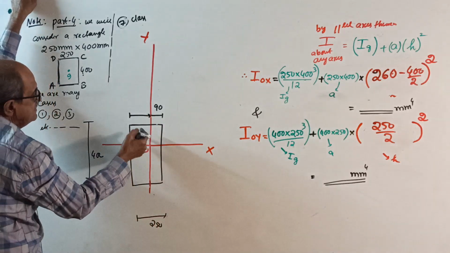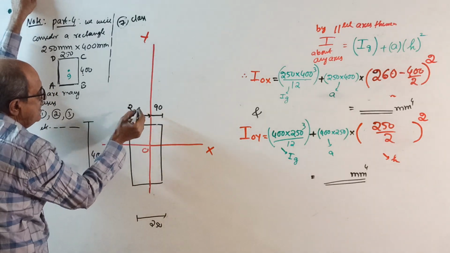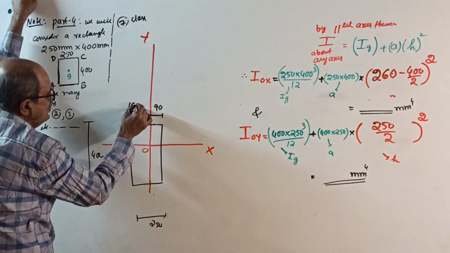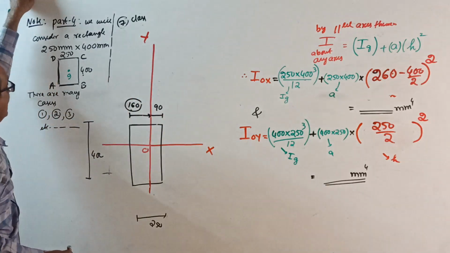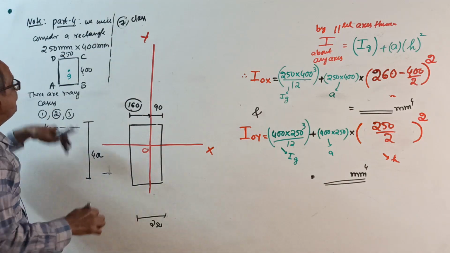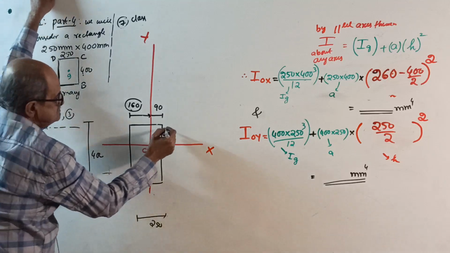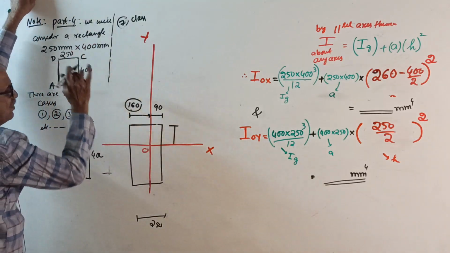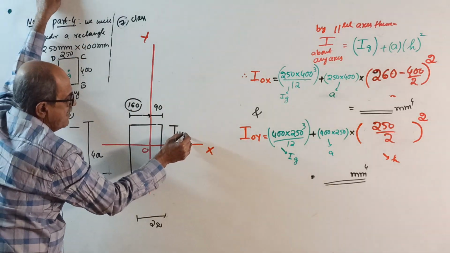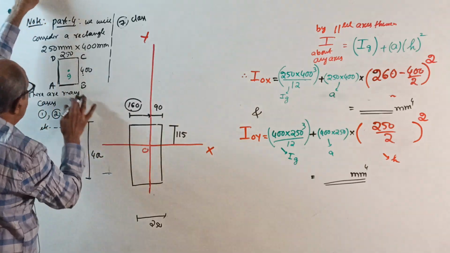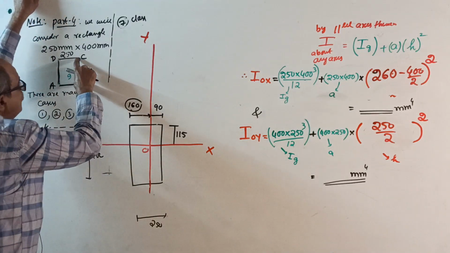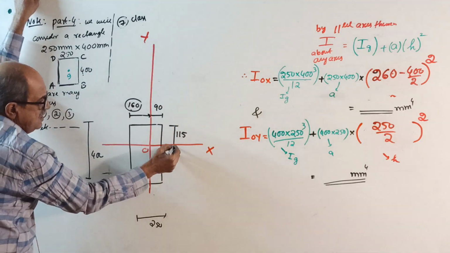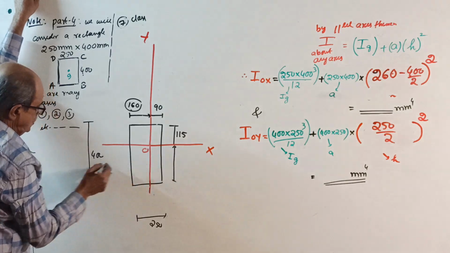Okay, if that is 90, surely you can calculate this one. From 250, subtract 90, 160. This will be 160, calculated value. Okay, then. And depth-wise, this is 400. A part of it, 115 mm, is above the OX axis. Of 400 depth here, 115 is above OX. So if that is 115, this is total 400.